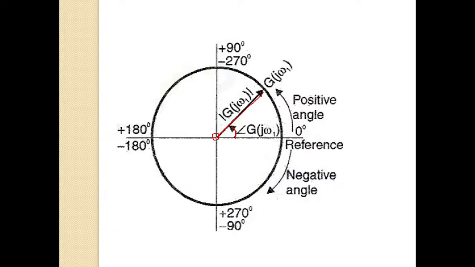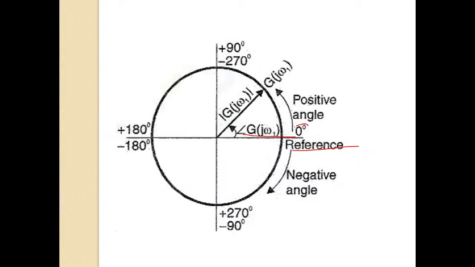This vector starts from the origin and ends at the circumference of this circle. The angle made by this vector with respect to the reference axis is the phase angle, and the length of the vector, that is the radius of the circle, is nothing but the magnitude.